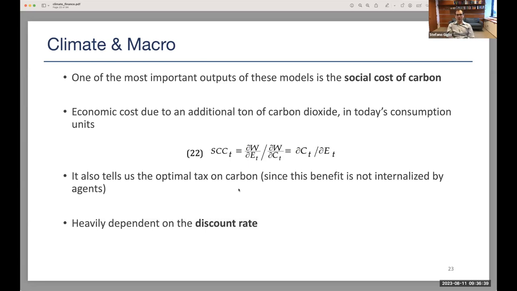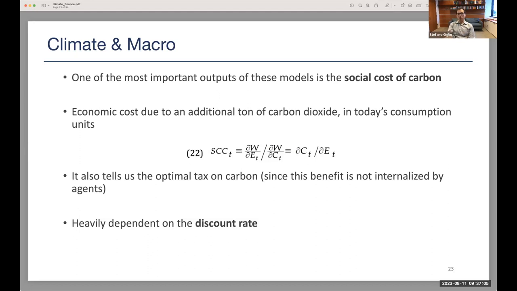And then the other thing I wanna point out is that there's this concept in climate economics of the social cost of carbon, okay? Formally speaking, that's basically the economic cost of one more unit of emission, typically 1 ton of carbon dioxide, in today's consumption unit. So the numerator is today's consumption, okay? You can basically think of it as the benefit of mitigating by one ton.